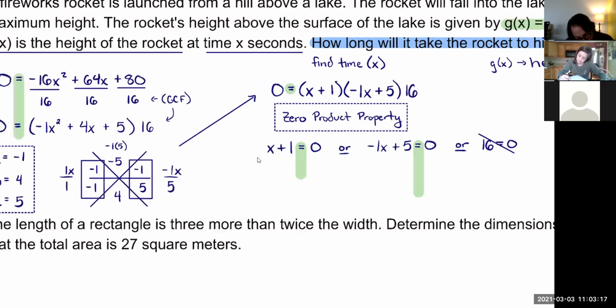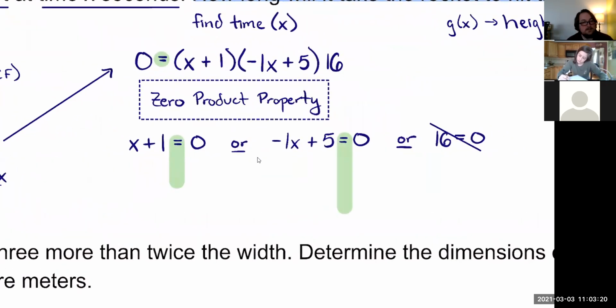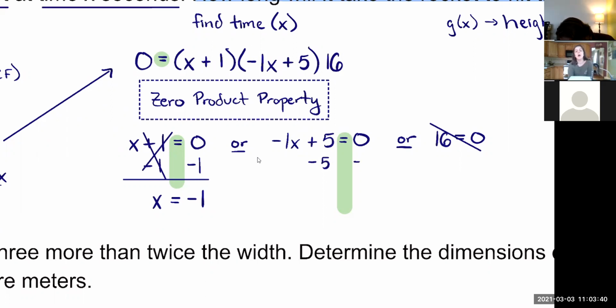How would you solve the first? You would subtract 1 from both sides. So 1 minus 1 is gone. We get x equals -1. How would you solve the second one? You would subtract 5 from both sides. 5 minus 5 is gone. So I'm left with -1x equals -5. Then what? You would divide both sides by that -1.